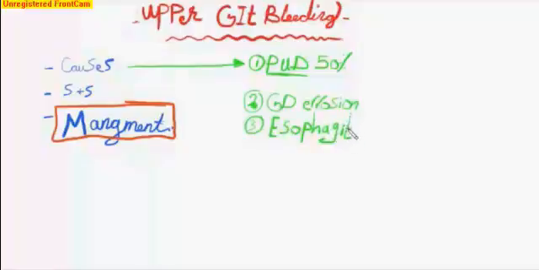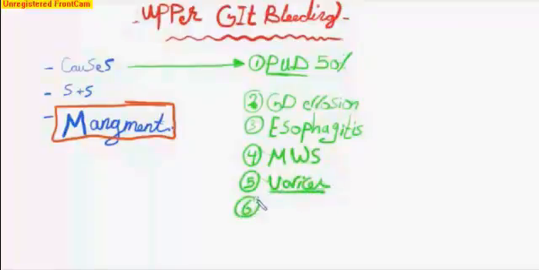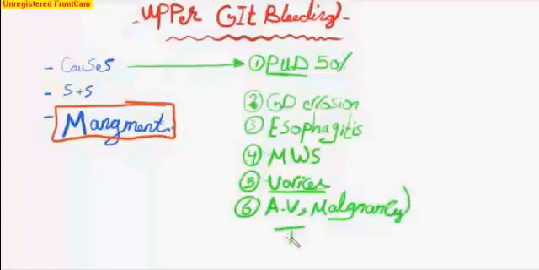Then we have something called Mallory-Weiss syndrome. Also, it presents as bleeding. Then varices, esophageal varices, in the patient who has chronic liver disease. The last ones are arteriovenous malformation, also malignancy, and there is also trauma. Okay, here are the causes.